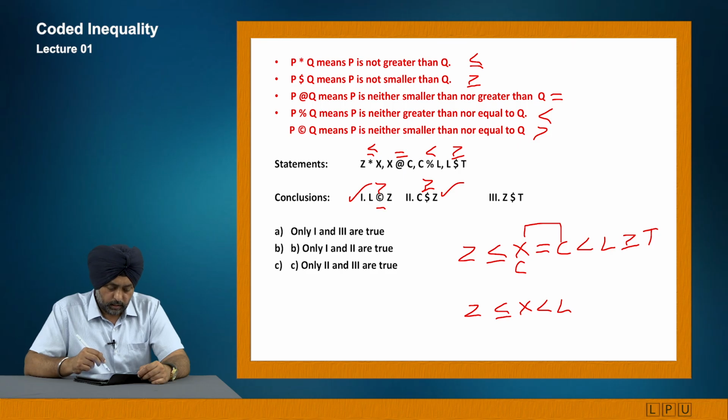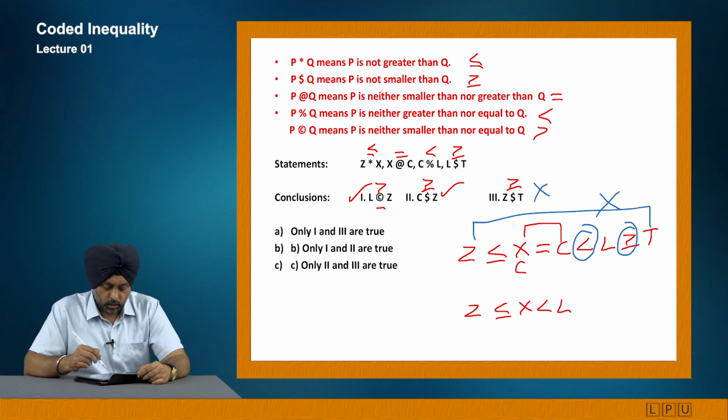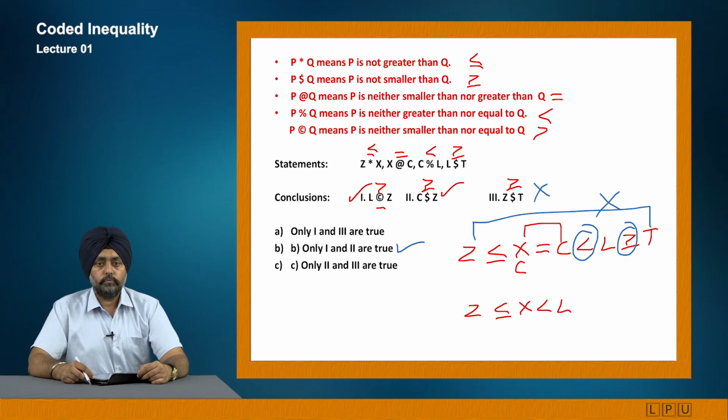Third, Z again dollar. Dollar means again greater than or equal to. Z is greater than or equal to T. Now see, between Z and T, there is one sign which has reversed. Sorry, not this one, this sign. Between Z and T, one sign has reversed. Okay. So, when the sign has reversed, there cannot be any relationship between them. So, this is wrong. So, our answer will be only 1 and 2 are true.